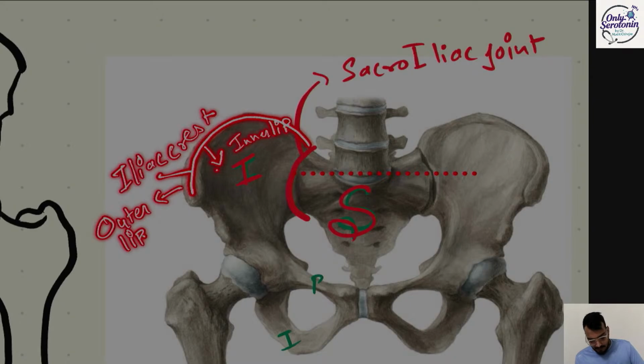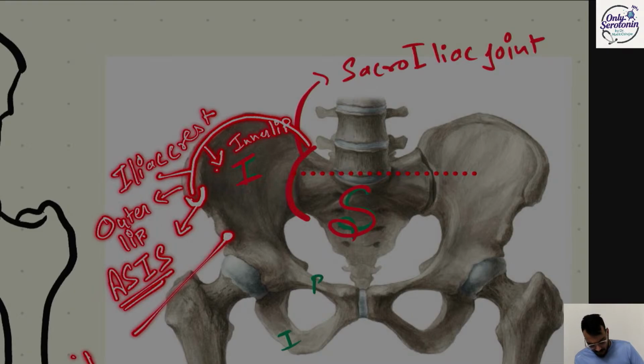What else we are having? Just at the ending of the iliac crest, this point is known as anterior superior iliac spine, ASIS. This point here is your anterior inferior iliac spine, AIIS, right?